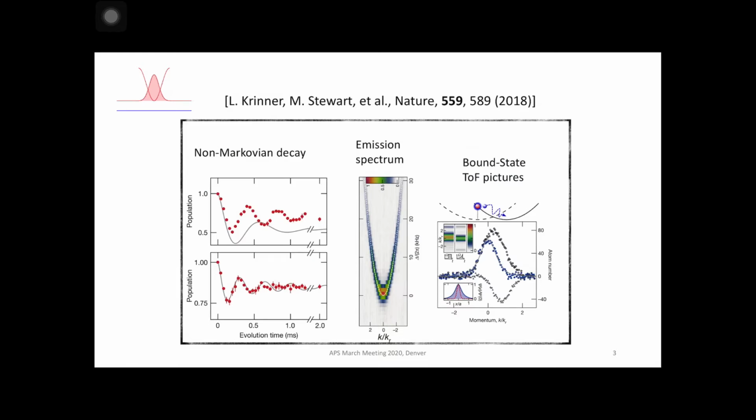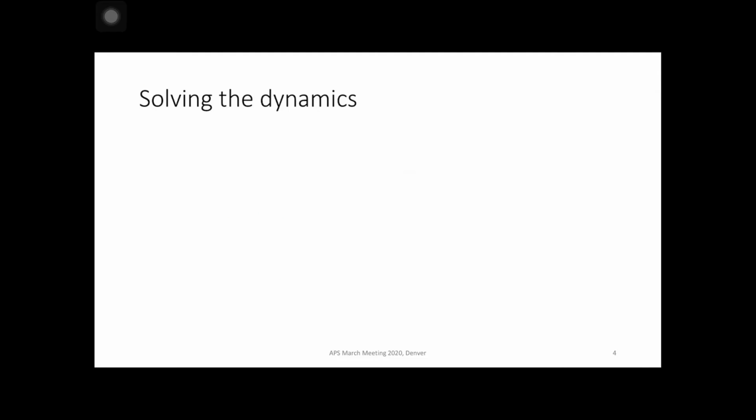In a previous work published by my group, we showed that this phenomena can be achieved with our system. This includes non-Markovian decay, emission spectra, and time-of-flight pictures of the bound state. In that work, we focused on the simplest scenario of having only one quantum emitter and no blue lattice. The objective of this talk is to introduce the theory that goes beyond this simple case.